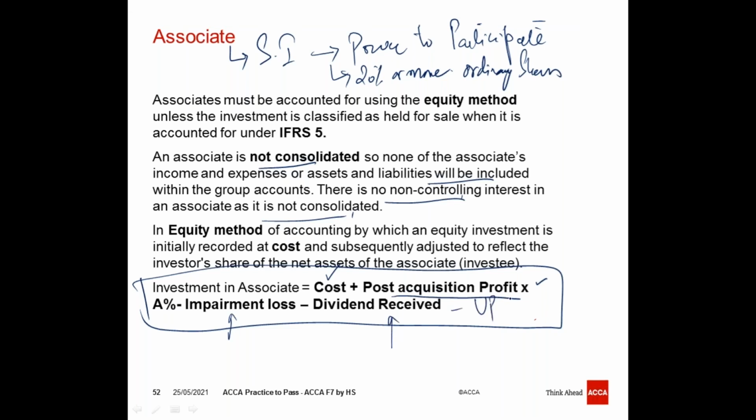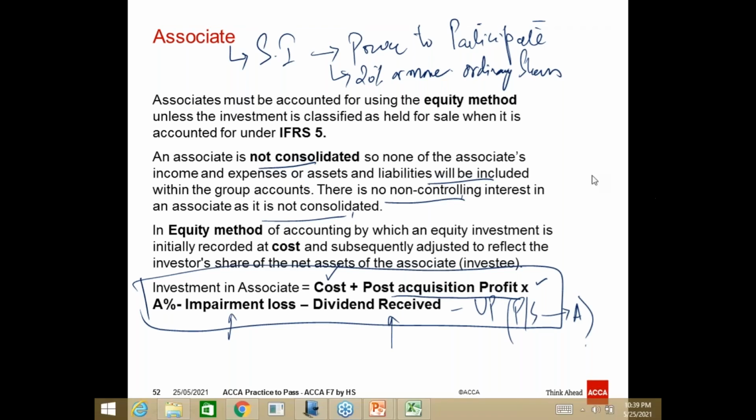Unrealized profit will only be accounted for here when the parent or the subsidiary sold goods to the associate company. Meaning the associate is the buyer or the purchaser. Then we will adjust the unrealized profit from the investment in associate. I hope it's clear now. Yes, we have to consider only a dividend received that we have received from the associate.